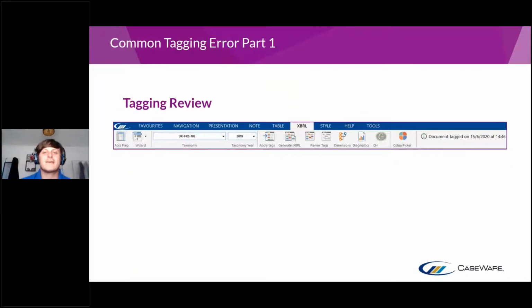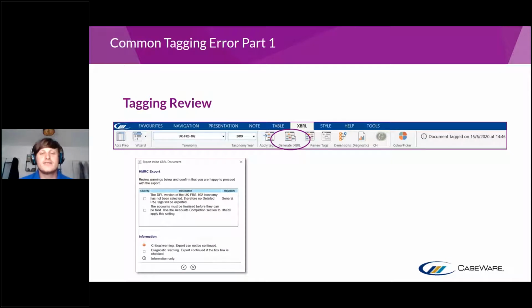Now, in terms of tagging errors or tagging messages, the majority of them will appear when you go through and generate the iXBRL. When you first generate, as we'll see, you get two different options: HMRC, and, if you have it available to you, the Companies House submission, you'll also get the option for Companies House.